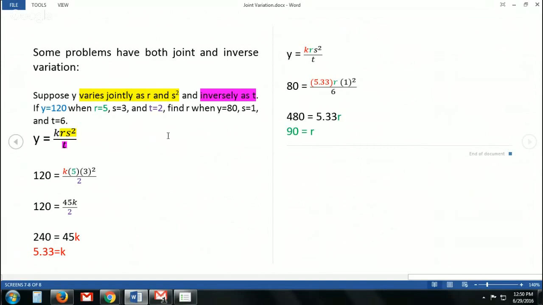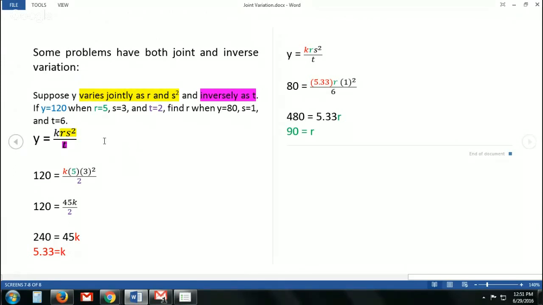Well, now, as we try to set up our working equation, remember anything that is joint variation will be multiplied times the k on the top. Anything that is inverse will be on the bottom as a denominator. So as we vary jointly with r and s squared, let's put r and s squared up here on the numerator of our fraction with k. Inverse variation means t will be on the bottom, the denominator of our fraction.